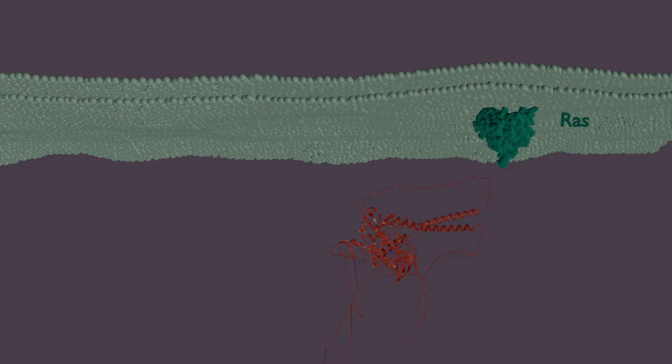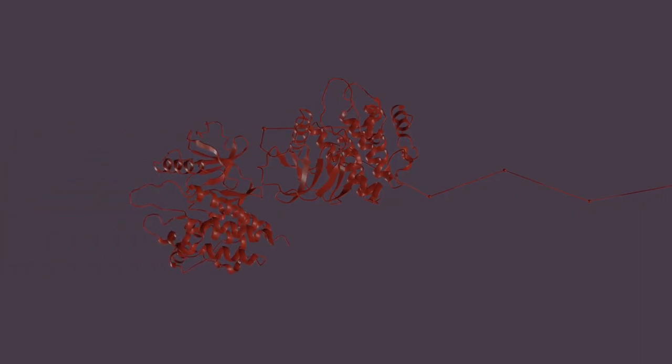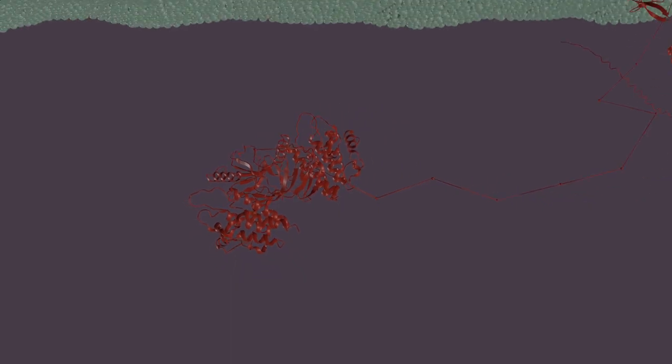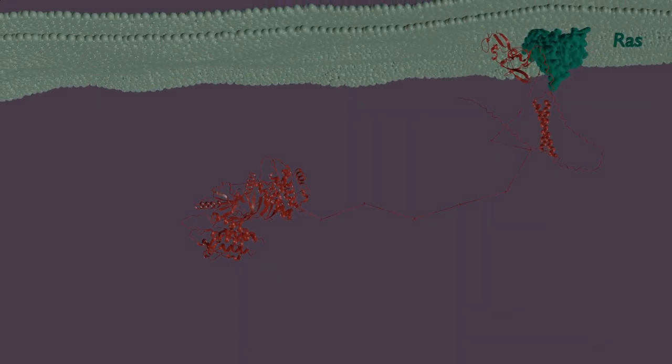Binding of the regulatory region to RAS in the membrane forces it to release the kinase domain. The hinge can then unfold and the kinase domain can extend into the cytoplasm. The kinase domain can now form a dimer with another RAF protein. Here we are only seeing the kinase domain of the second RAF molecule, but it is also a full-length RAF that is tethered to RAS through its flexible hinge region.